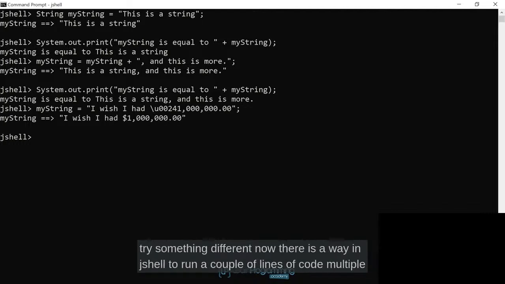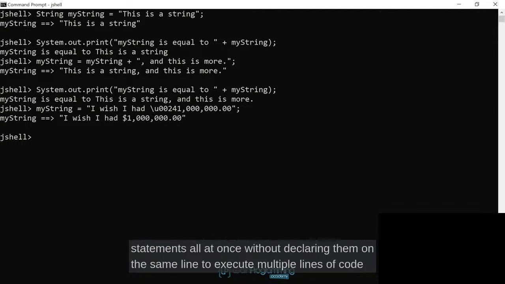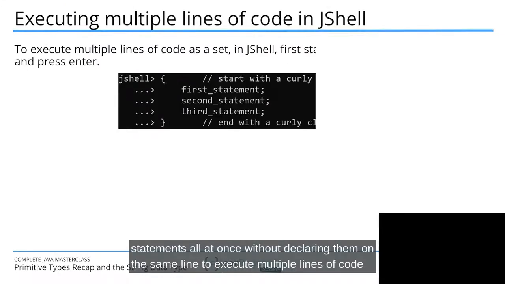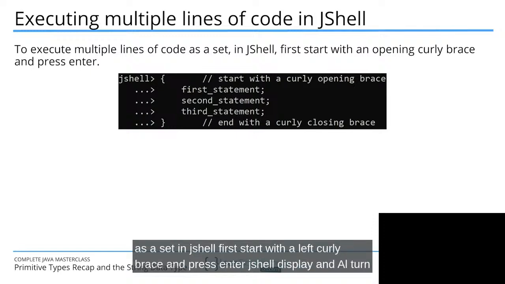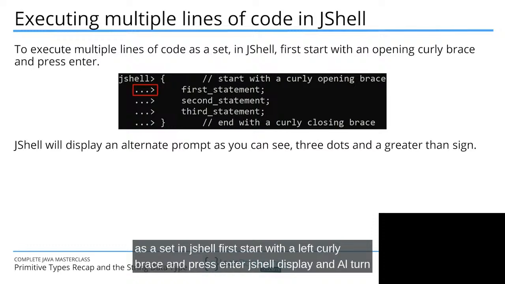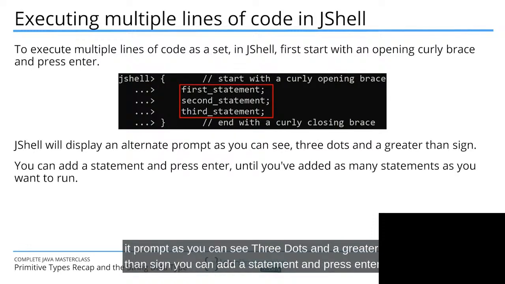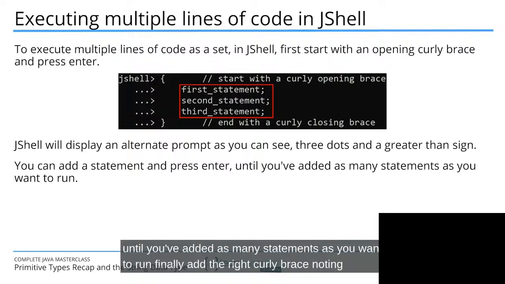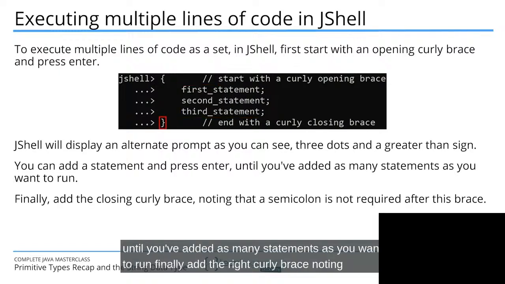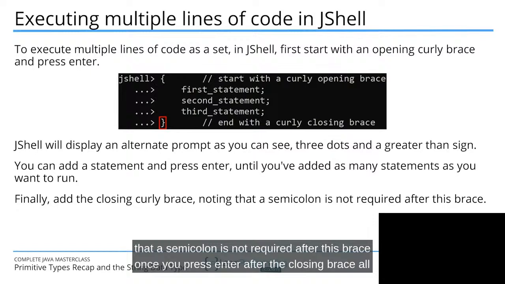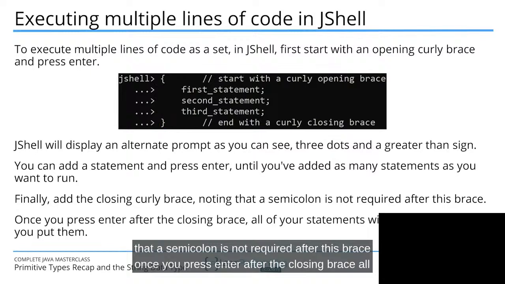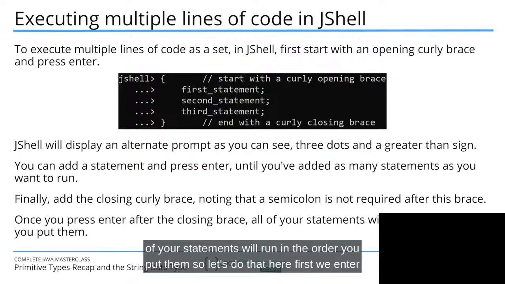All right, let's try something different now. There is a way in JShell to run a couple of lines of code, multiple statements, all at once, without declaring them on the same line. To execute multiple lines of code as a set, in JShell, first start with a left curly brace and press enter. JShell will display an alternate prompt, as you can see, 3 dots and a greater than sign. You can add a statement and press enter until you've added as many statements as you want to run. Finally, add the right curly brace, noting that a semicolon is not required after this brace. Once you press enter after the closing brace, all of your statements will run in the order you put them.